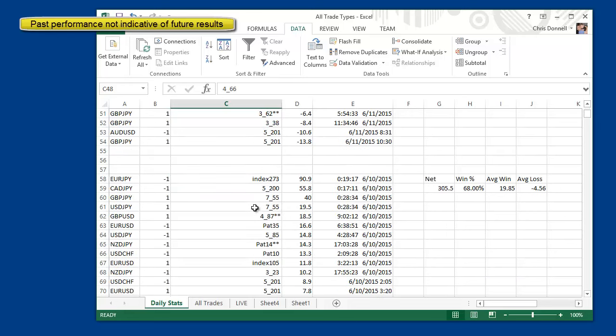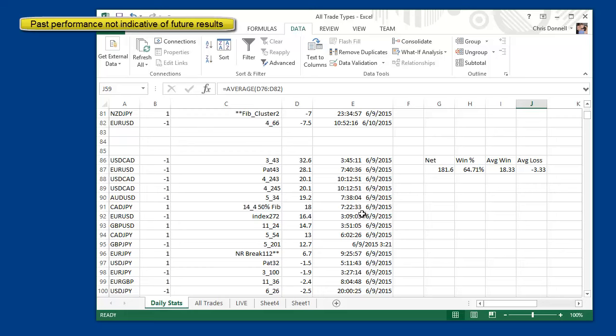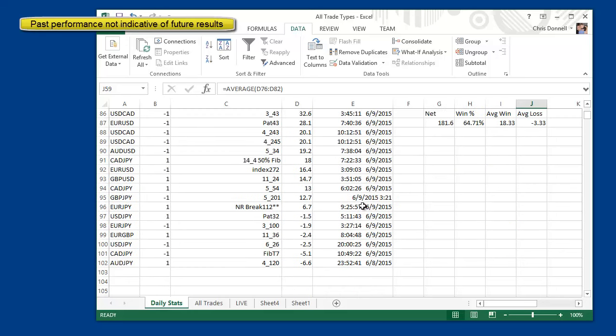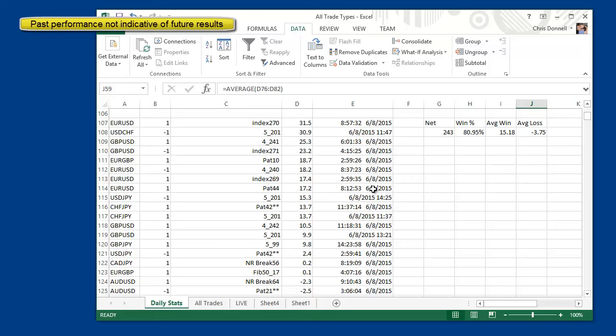You can see, I guess this was Tuesday, 305 pips, 68% winning, and a very decent average win for lesser than average average loss. And I believe this is Tuesday, 181 pips, didn't do as well. Good winning percentage, big wins, small losses. And this is Sunday, Monday, which is very good for a Sunday, Monday.